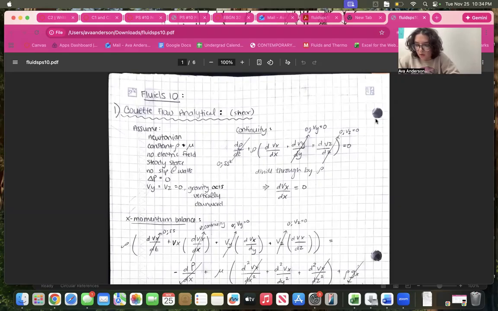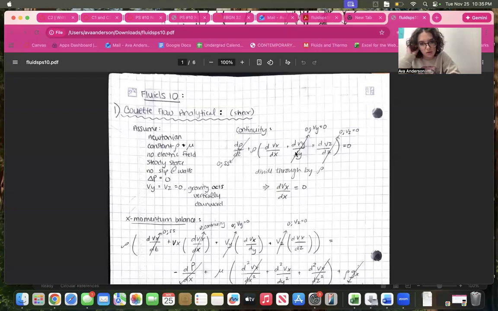Couette flow is where one plate moves while the other is stationary. There's no pressure gradient. It's driven entirely by the one plate that's moving, and it has a linear velocity profile. In Poiseuille flow, both of the plates are stationary and it's driven by a pressure gradient and has a parabolic profile, and there's no slip at the walls. Just going right into it, we're going to start with Couette flow analytical.